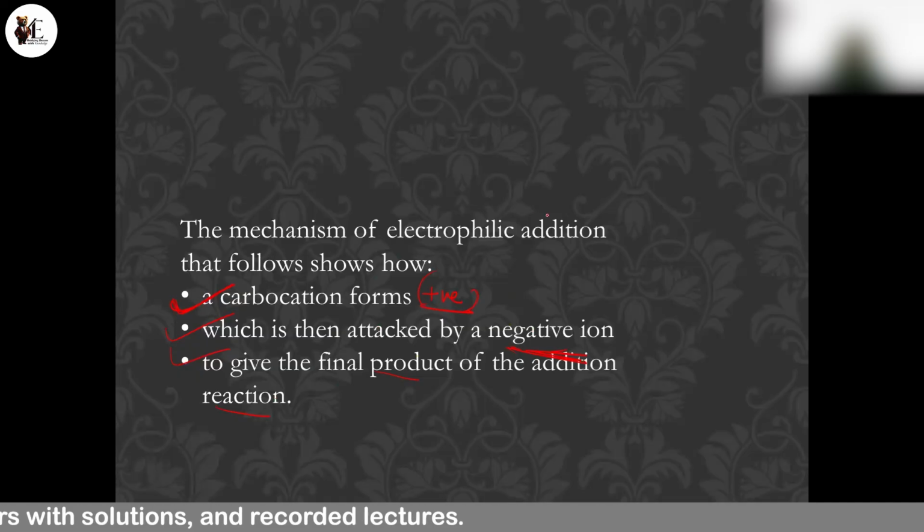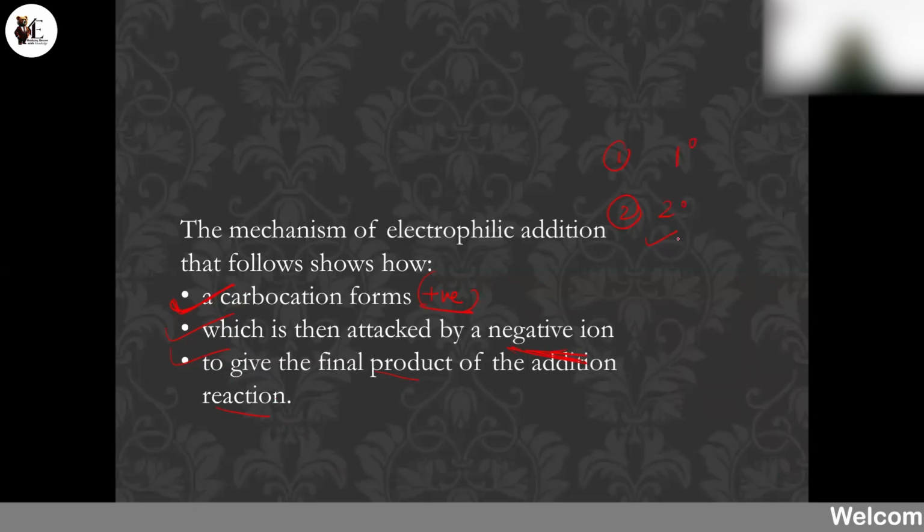So we will see in both the products, we get two products. We will see which is the more stable carbocation. In the first part, we get a 1 degree, and in the second reaction, we get a 2 degree carbocation. This one is more stable, so this one is your major product.